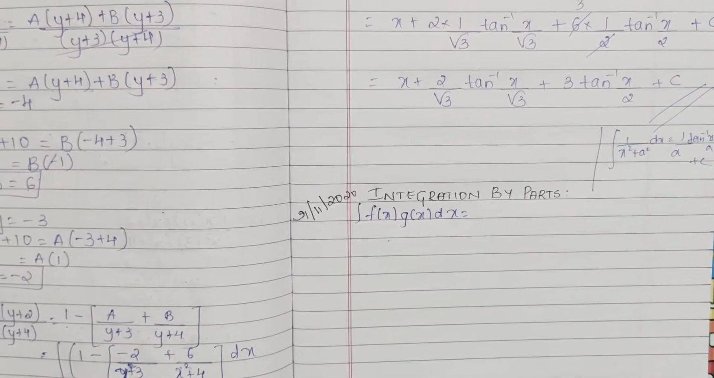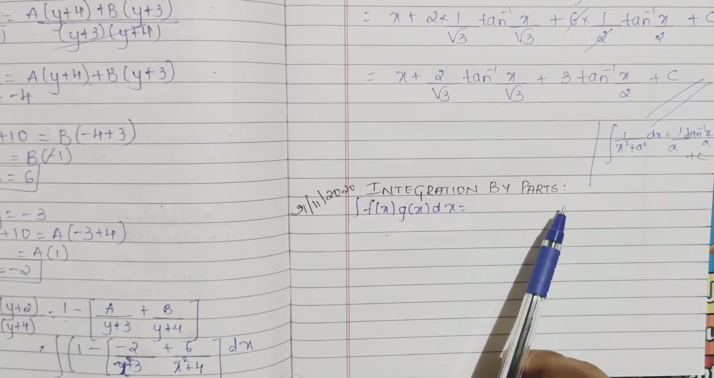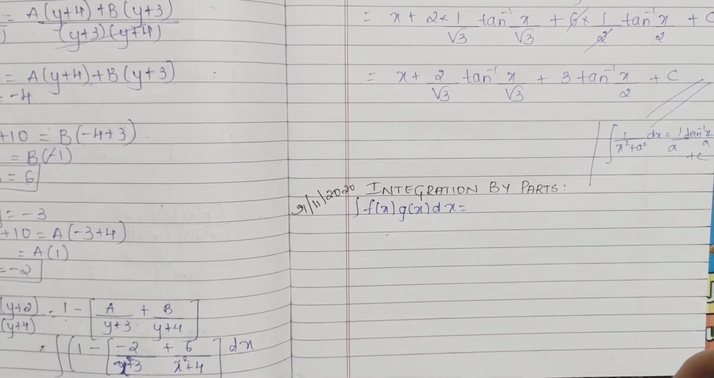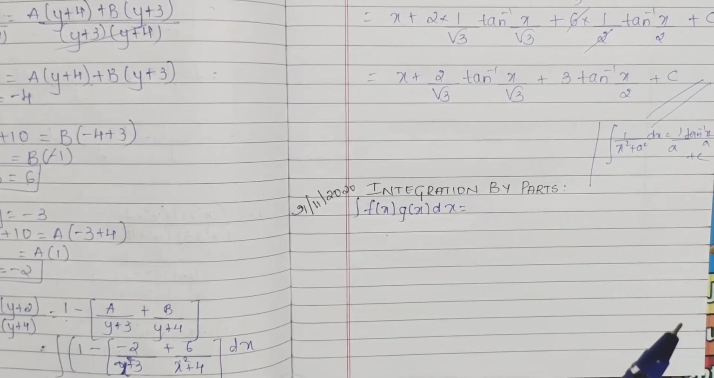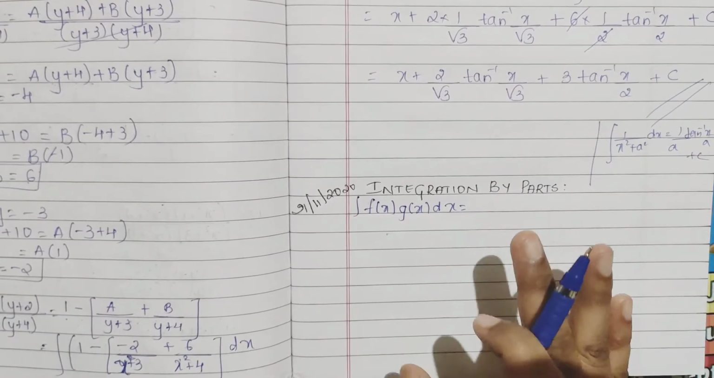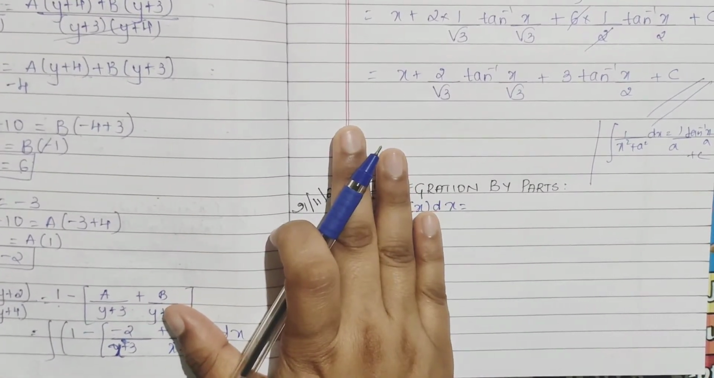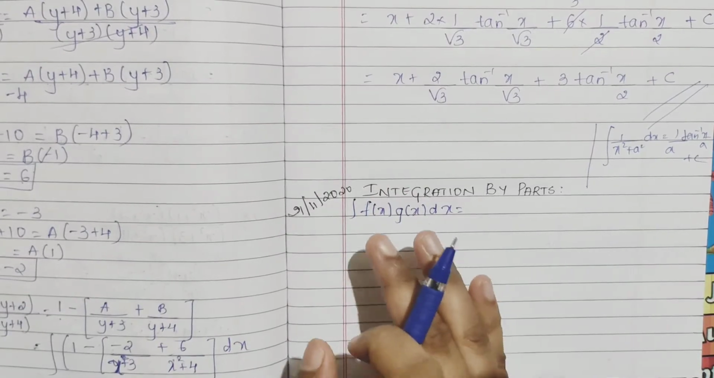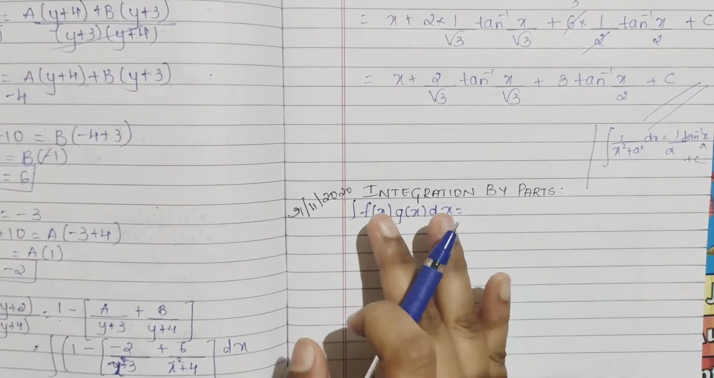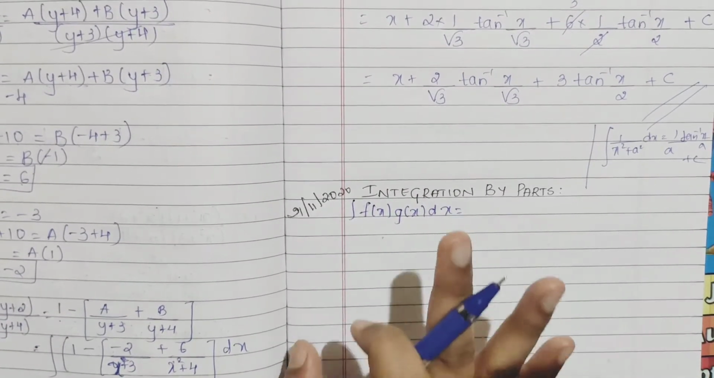So today we'll start with our next topic, that is integration by parts. Integration by parts means, you have done in differentiation, you had a product rule. So same here in integration, whenever you have it in the form of a product, that is u into v or f of x into g of x.